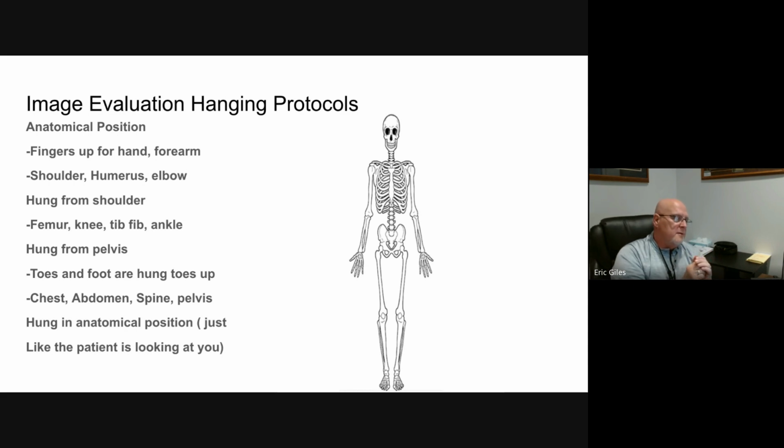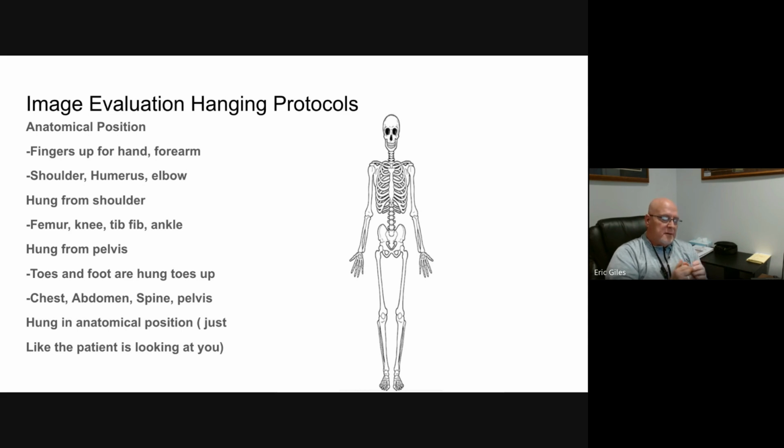So femur, knee, tib, fib, and ankle. So anything below the pelvis down into the foot, you're going to hang from the pelvis. Okay. It needs to look anatomically correct in front of you. You're not going to hang a femur upside down and have the pelvis down here and the knee up here. It needs to look like that skeleton is standing there in front of you. Okay. Chest, abdomen, pelvis are all hung in anatomical position. Now I've got a little anatomical position dude over here, Mr. Skeleton. He is in an anatomical position.